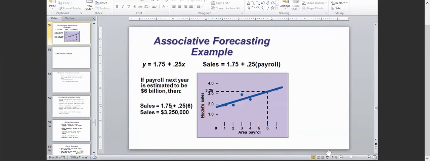So we forecast that the sales will be 3,250,000. Based on this equation, we can predict the value of sales based on the changes in the value of x. Okay, any question?